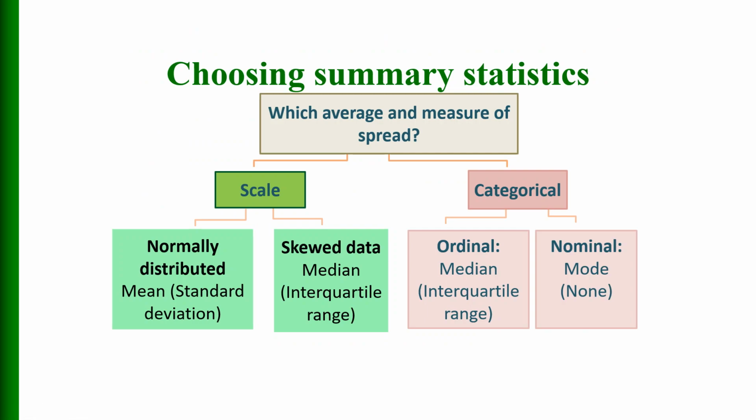We have to choose summary statistics, which average and measure of spread, for scale and categorical data. If we have normally distributed data, then we may use mean and standard deviation. If the data is skewed, then we may use median as a measure of central tendency and interquartile range as a measure of dispersion. If the data is ordinal, then we may also use median and interquartile range. For nominal data, we use mode as a measure of central tendency, but we don't use any measure of dispersion for nominal data.